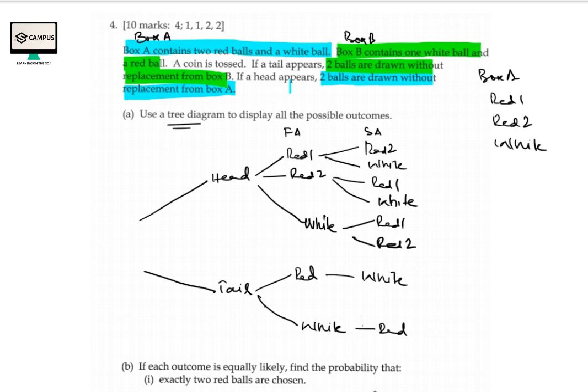Although the slide looks slightly complicated, if you understand the question fully, this is a very straightforward tree diagram. For the head case, we go to box A. In box A, there are three balls, two red and a white, and we have to draw two balls without replacement. So in the first draw, it could be any one of the three balls: first red, second red, or the white ball. And in each case, since we are doing it without replacement, the other two options could be listed there, right? So this is a comprehensive tree diagram for the whole scenario.